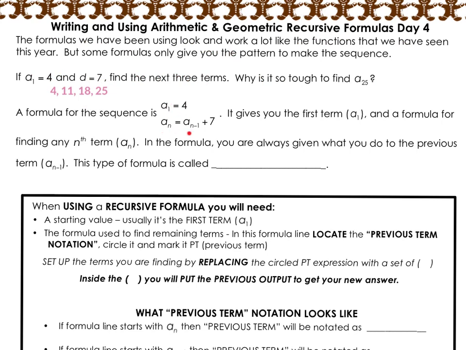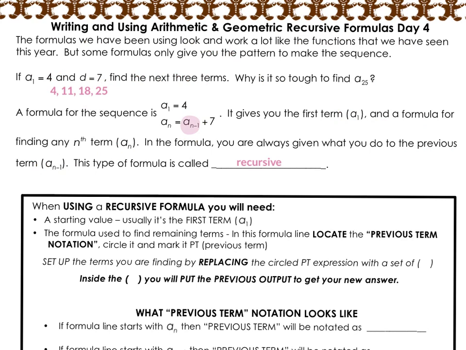and then a sub n equals a sub n minus 1 plus 7. So this a sub n minus 1 is the new idea here, and that just tells us the previous term. Anything like that just means previous term. The formula that we just looked at gives the first term, a sub 1, which we've already been using, and a formula for finding any nth term using that a sub n. In the formula, you are always given what you do to the previous term, a sub n minus 1. So this type of formula is called recursive.